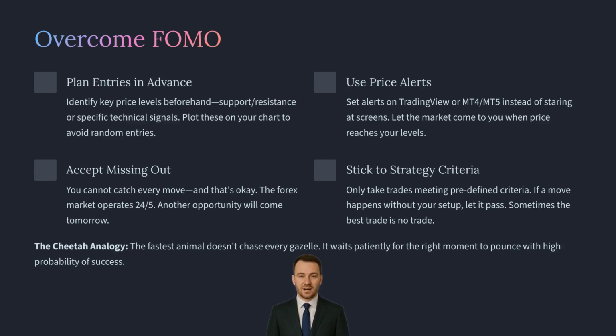Use the cheetah analogy. A helpful analogy is to think like a cheetah on a hunt. The fastest animal doesn't chase every gazelle it sees. It waits patiently for the right moment, the vulnerable prey, to pounce with high probability of success. Likewise, as a trader, wait for high probability setups instead of trying to jump into every sharp move. This mindset shift can save you from many losing trades.